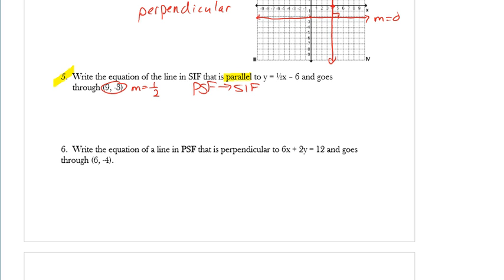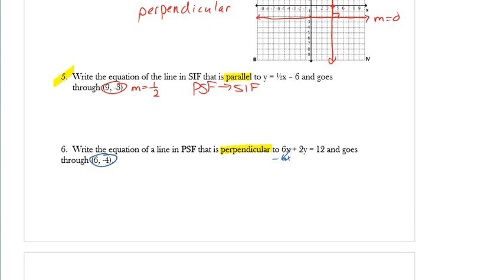Write the equation of a line in point slope form, so we don't have to keep going after point slope, we can stop. That is perpendicular to 6x plus 2y equals 12 and goes through (6, negative 4). So again, we know our point that we want to go through. We want to figure out what the slope needs to be though, so we have a little bit of work to do. We always want y by itself to figure out the slope.